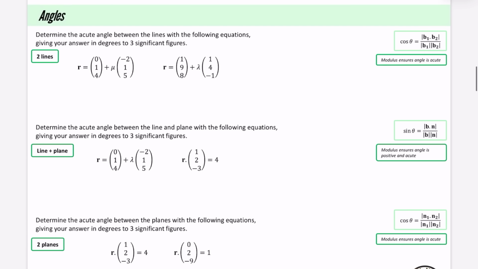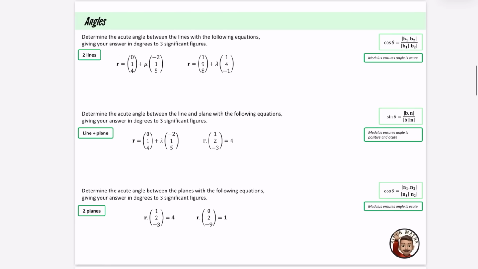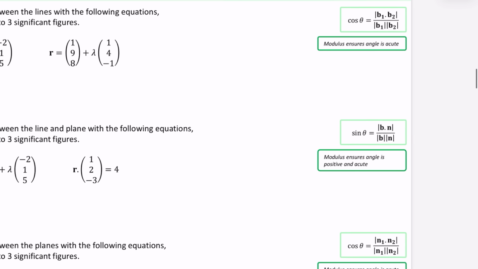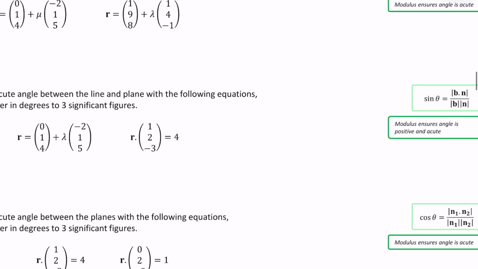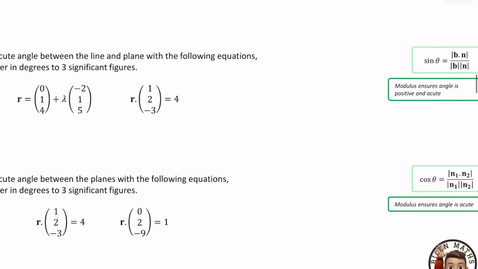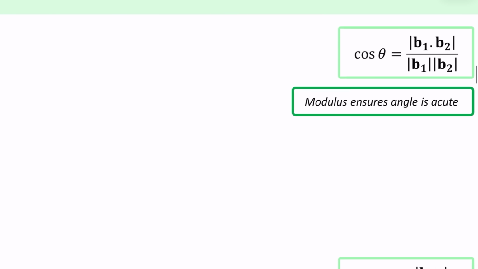So we're going to look now at the angles between these different things. You can have two lines, a line and a plane, or two planes. Now the questions are all saying, what's the acute angle between these two lines, between this line and a plane, and these two planes? I'm just going to quickly talk through these three formulae. Now these three formulae are all quite similar, right? The first one between two lines has cos theta, between a line and a plane has sine theta, and between two planes has cos theta. So if they're the same, it's cos theta. If they are different, it is sine theta. And the structure is exactly the same.